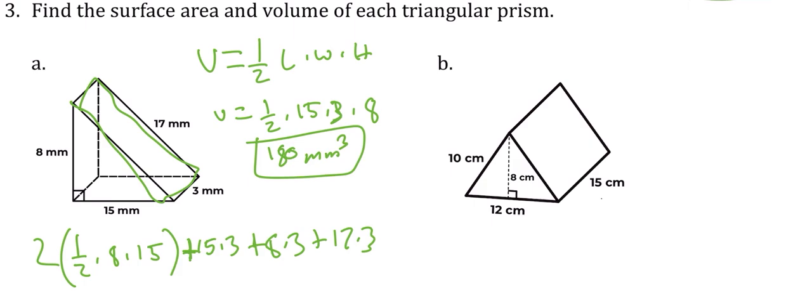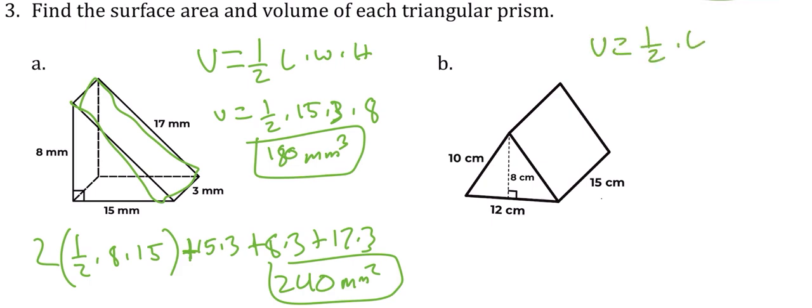And now we can plug and chug. So we can do 17 times 3 plus 8 times 3 plus 15 times 3 plus 2 times 1/2 times 8 times 15. And that's going to give us 240. Now volume, we said millimeters cubed. Here we're going to say for surface area, millimeters squared. Okay, let's go to part B.